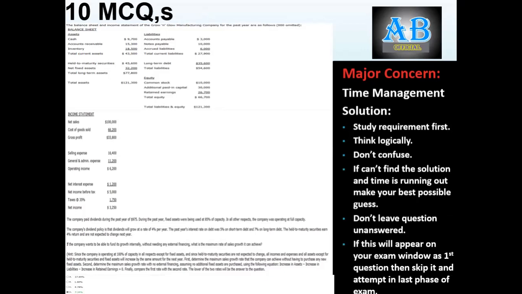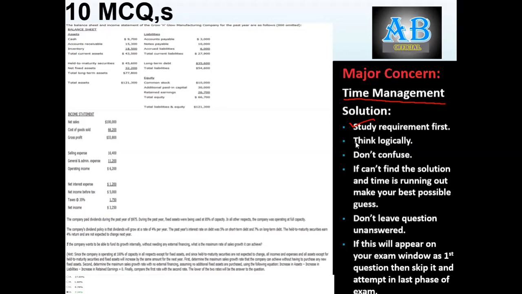The last 10 MCQs. Here students are going to be very confused. Candidates will panic during their exam, thinking it's too much big data and how to manage this. Here, the major concern is time management. For that purpose, first of all, read the requirement. Again, because one problem in the CMA exam is you may have too much irrelevant data.